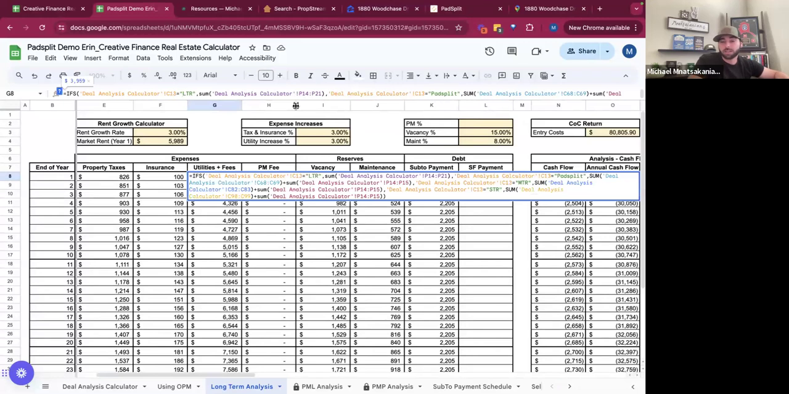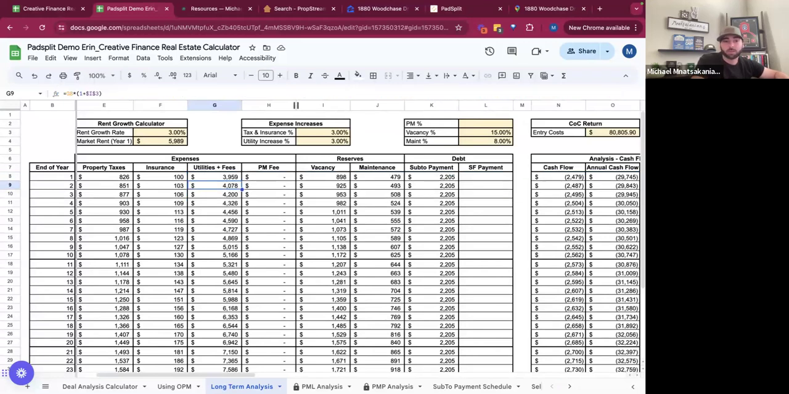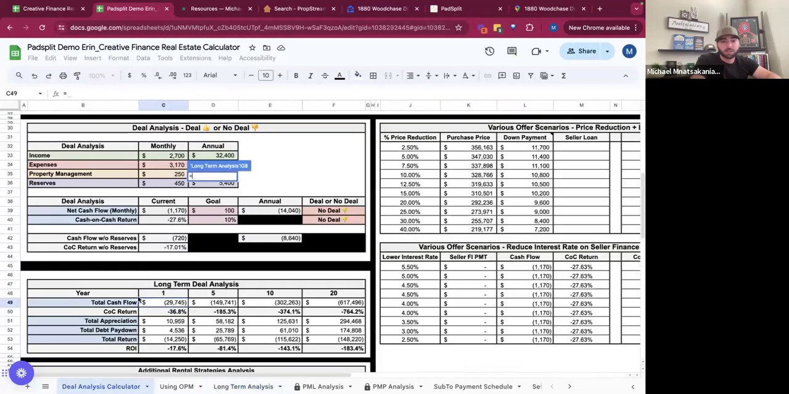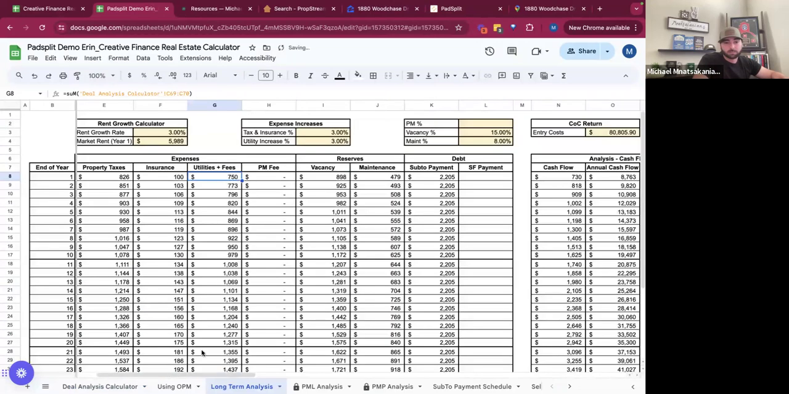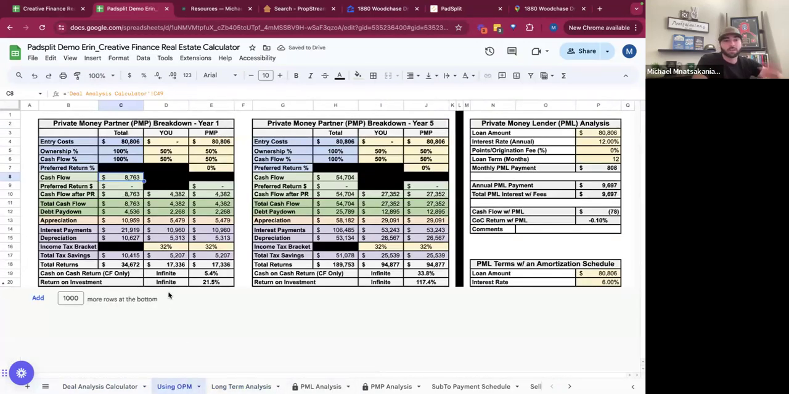Oh, you know what? When I changed the code, I might have changed this one a little bit, unfortunately. So I'm going to just hard code this for the time being and I'll fix it. Utility and fees for Padsplit are going to be just these two values. There you go. And then everything else is fixed based off that. Okay, there you go. So this is right. I'll fix it on the actual one after. So this is showing $8,763 of cash flow.